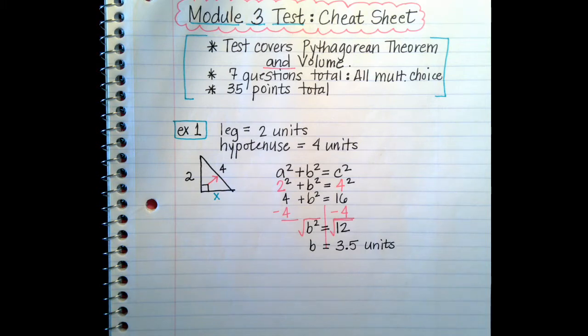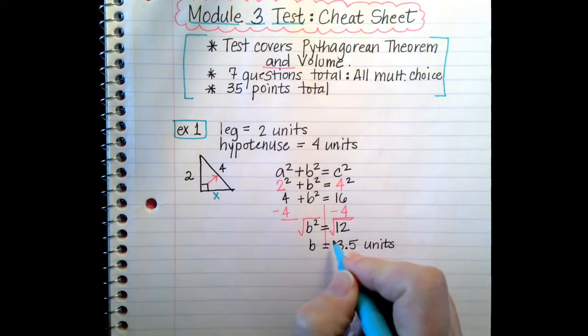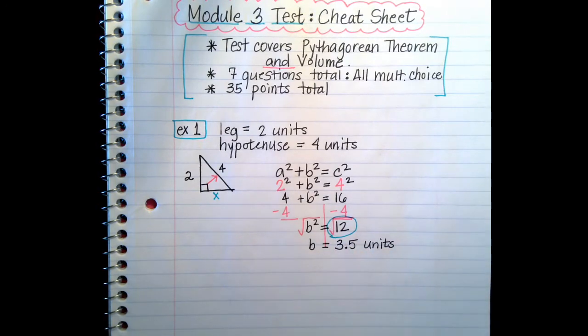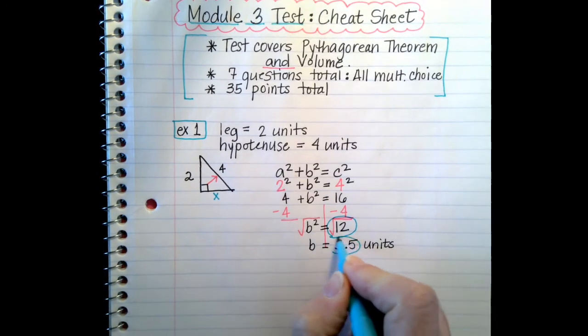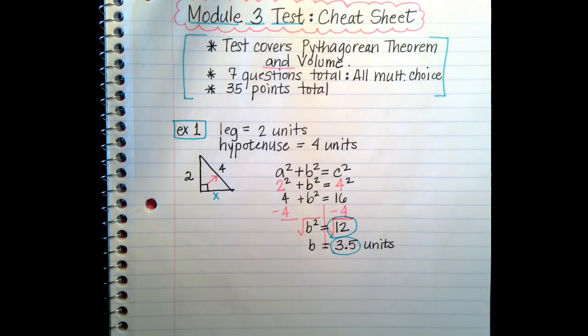You might see one of your answer options as the square root of 12. So you have 2 possible answers. You have the square root of 12 as one answer, or 3.5. Both of those would be correct.